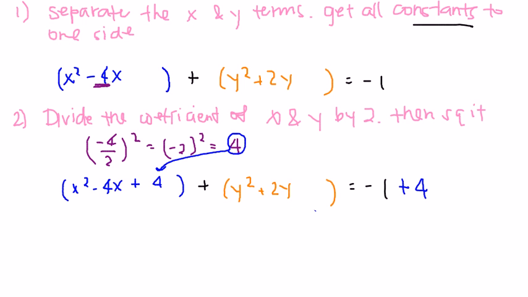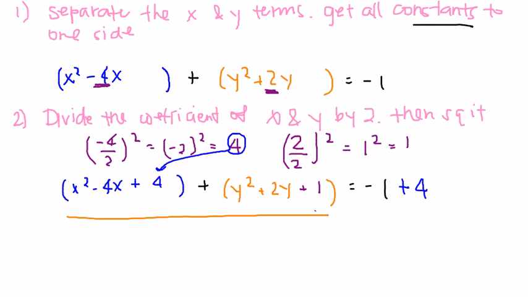Okay, so that was for the x term. Now I'm going to take the middle coefficient, the coefficient of y. So we get 2. We're going to divide this by 2 and then square it. So that gives me 1 squared, which equals 1. So I'm going to add 1 here. So once again, because I've added 1 to this side of the equation, I should add 1 on the other side as well to keep my equation balanced.